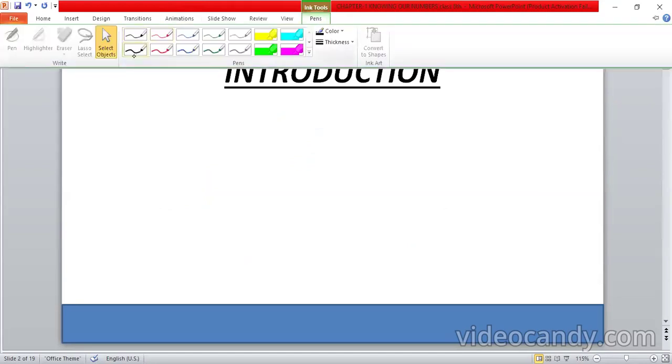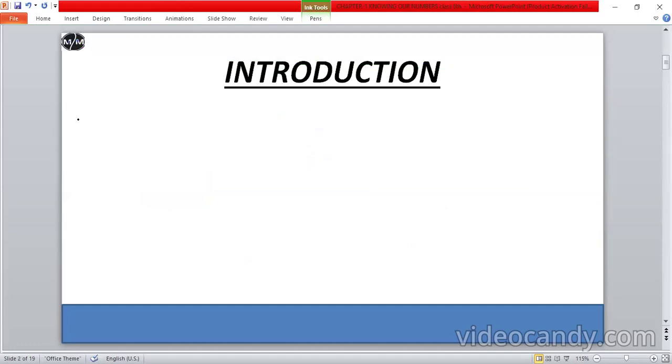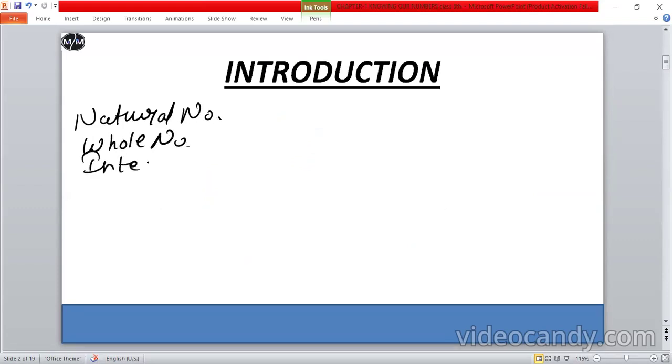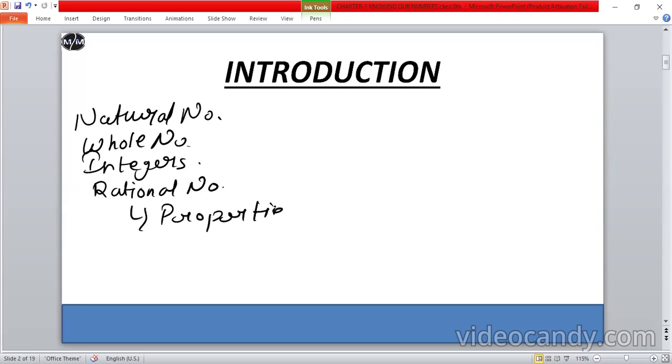First of all, we'll discuss some basic things like first, natural numbers, whole numbers, integers, then our rational numbers, and then the rational numbers' properties: first closure, associative, third commutative.